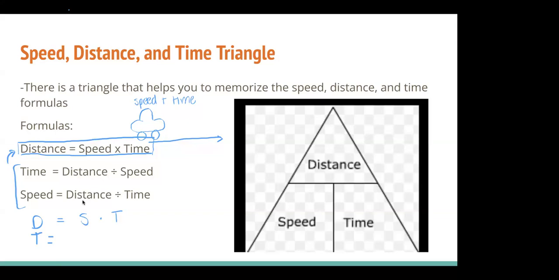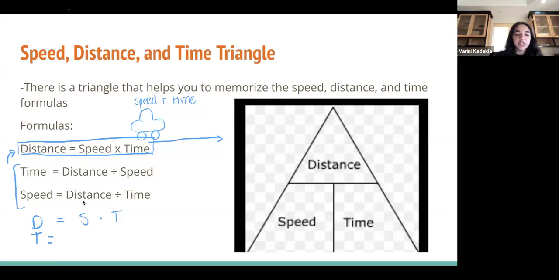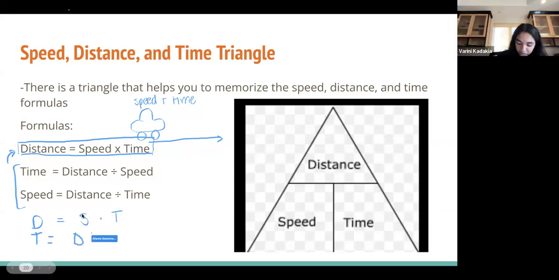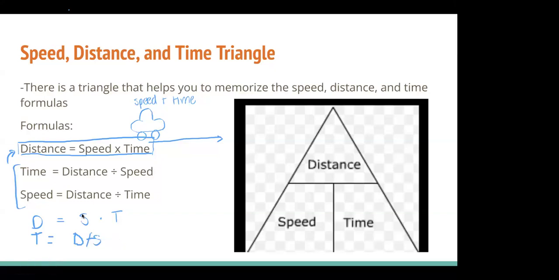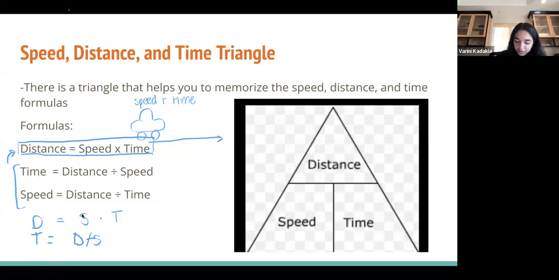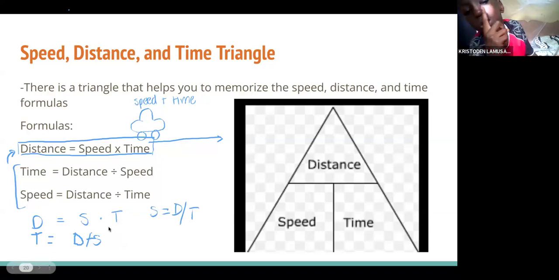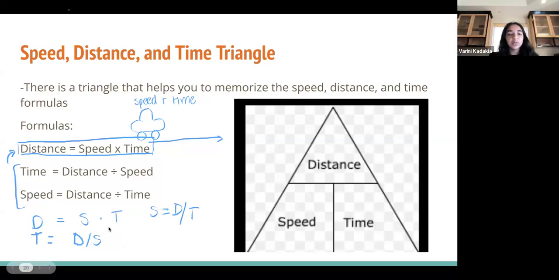Yeah? Okay. So now we're going to derive the equation for time. So if I want time by itself, I'm going to divide by speed. So I'm going to get distance over speed, right? And then if I want to do it for speed, I get speed equals distance over time. Does that make sense? Okay, so make sure you copy down these formulas because you'll need them for the practice problems we'll do.